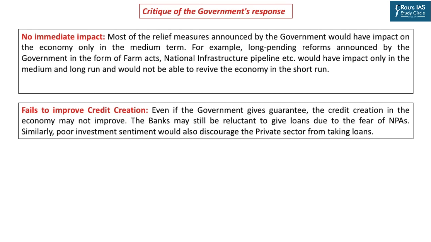The other argument of the author is that when you focus on the supply side, there is no immediate impact. The effect of the measures taken by the government can be seen only in the medium term. Government has taken some long pending reforms like the Farm Act and the National Infrastructure Pipeline, but these reforms will obviously not yield results immediately. The author also puts forward the point that even when the government gives a guarantee on loans, the credit creation in the economy has not improved.